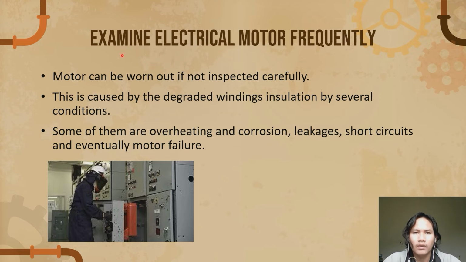Now we have come to our alternatives. Firstly, we can increase the efficiency of the electrical motor by examining it frequently. Because a motor can be worn out if not inspected carefully. This is caused by degraded winding insulation due to several conditions, and some of them are overheating and corrosion, leakage, short circuits, and eventually motor failure.